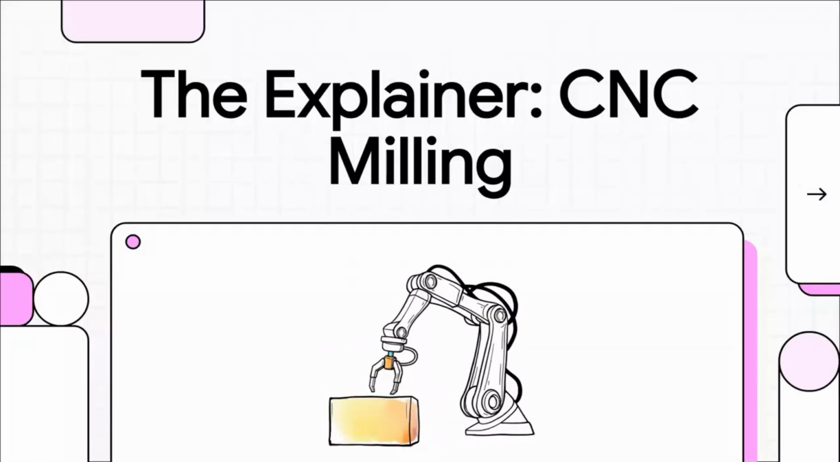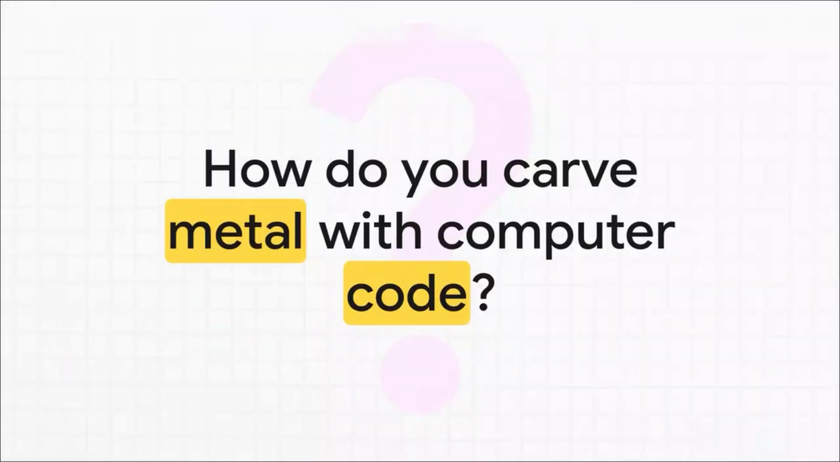Today we're diving into a technology that honestly shapes the world around us in ways you probably don't even think about. We're talking about CNC milling. So let me ask you this. How in the world do you carve metal with code? I mean, how do you take a solid chunk of metal and turn it into something super complex and precise using just a computer program? It sounds like something straight out of sci-fi, right? But believe me, it's happening right now in workshops everywhere.